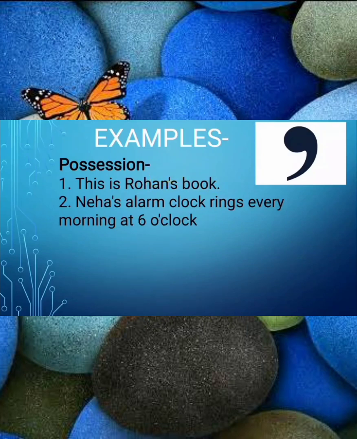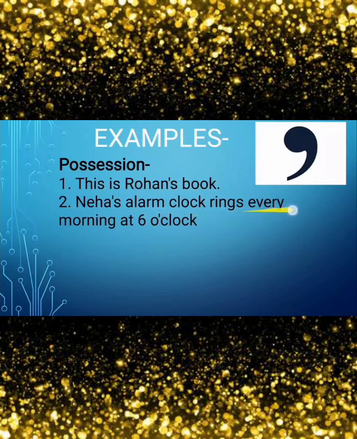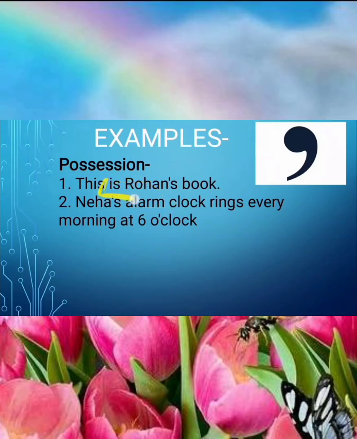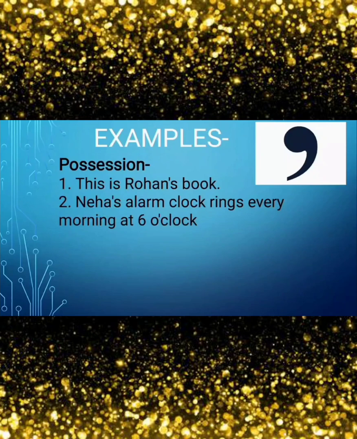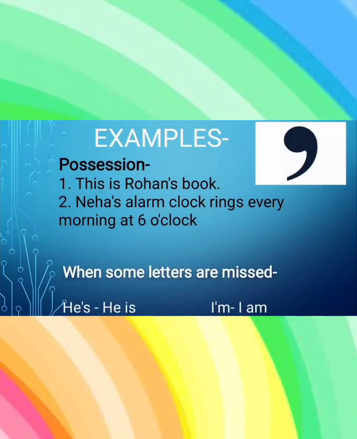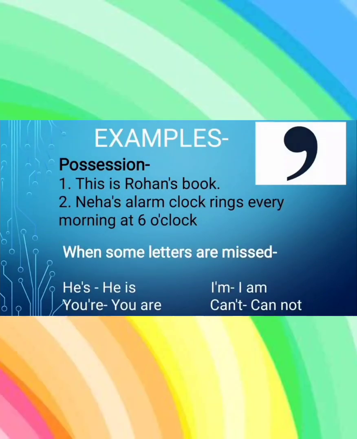Next example. Neha's alarm clock rings every morning at 6 o'clock. So Neha's means this alarm clock belongs to Neha. This apostrophe s shows belongingness to something, to someone. That's why we use apostrophe to show belongings. Now look at the second case, when some letters are missing. When we write some words in short forms, then we use apostrophes.